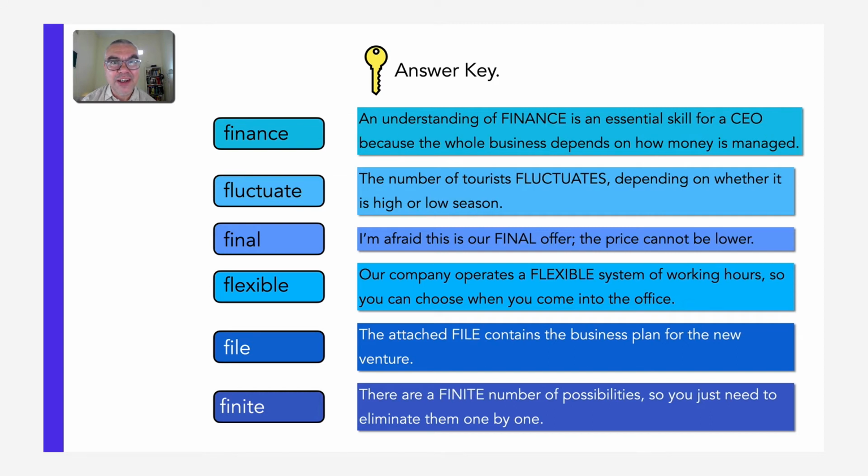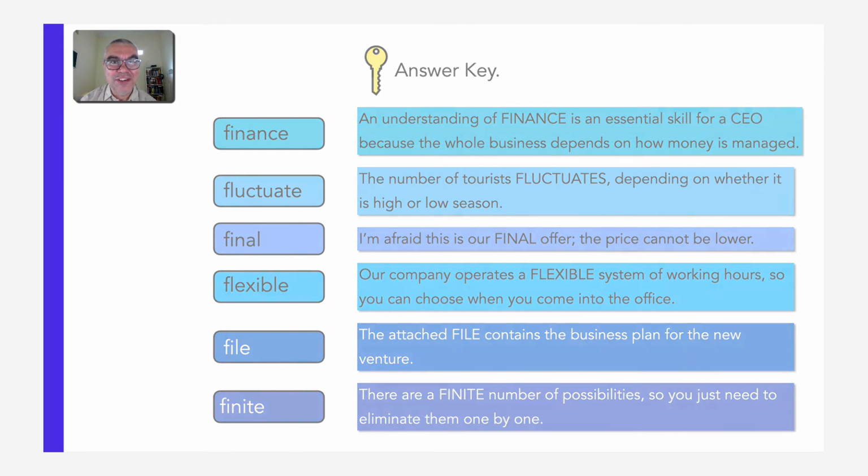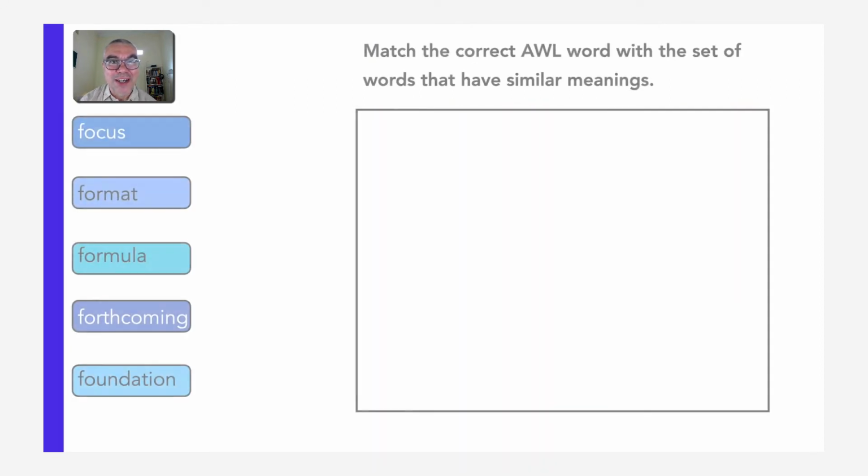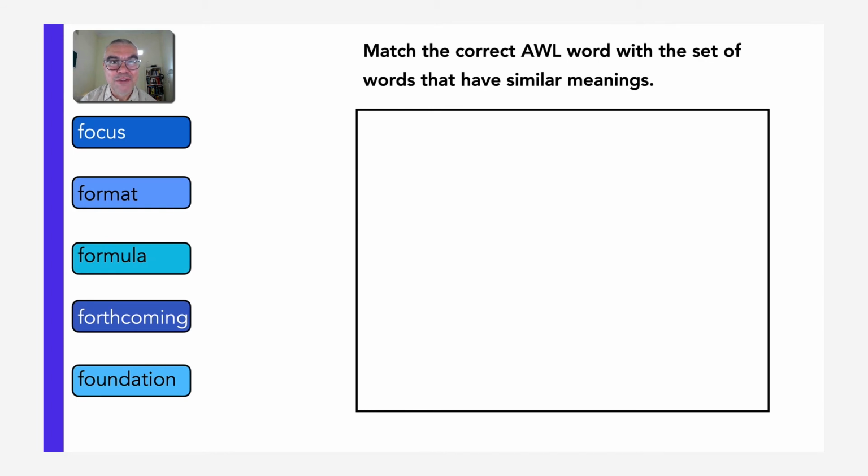Next is file. The attached file contains the business plan for the new venture. Lastly, we have finite, which means limited number. There are a finite number of possibilities, so you just need to eliminate them one by one. All right, I hope you're doing well. Here is the third group in set number 1. Focus, format, formula, forthcoming, and foundation.